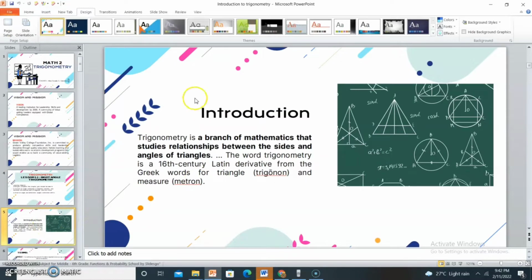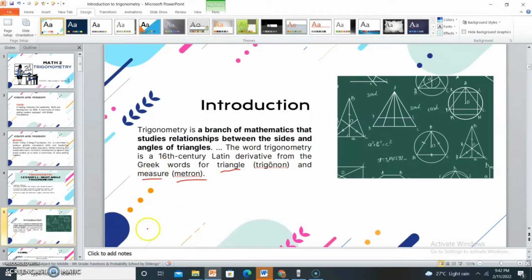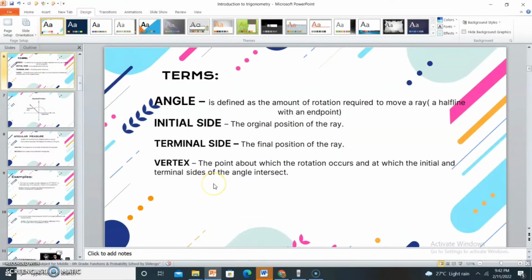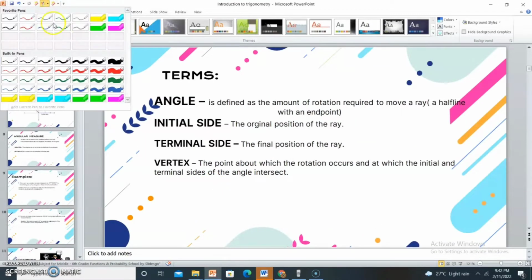So trigonometry is a branch of mathematics that studies the relationship between the sides and angles of the triangle. From the Greek word trigonon, which means triangle, and metron, which means measure. So there are terms in a right triangle.